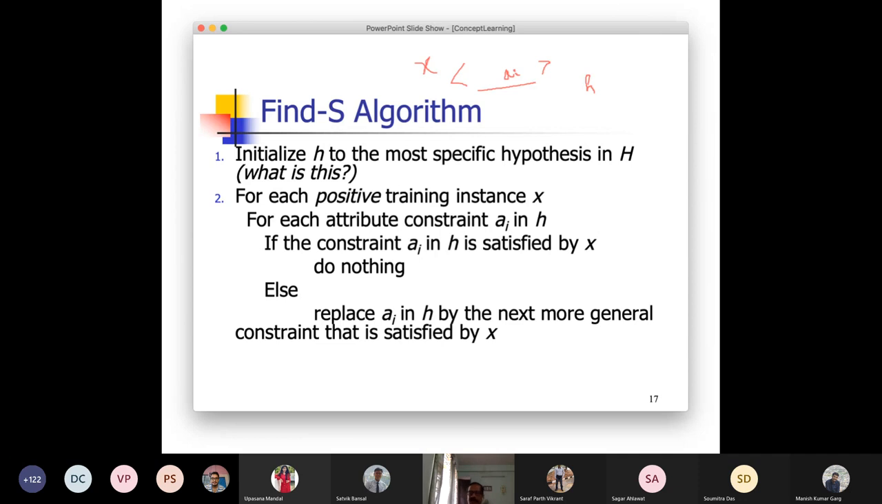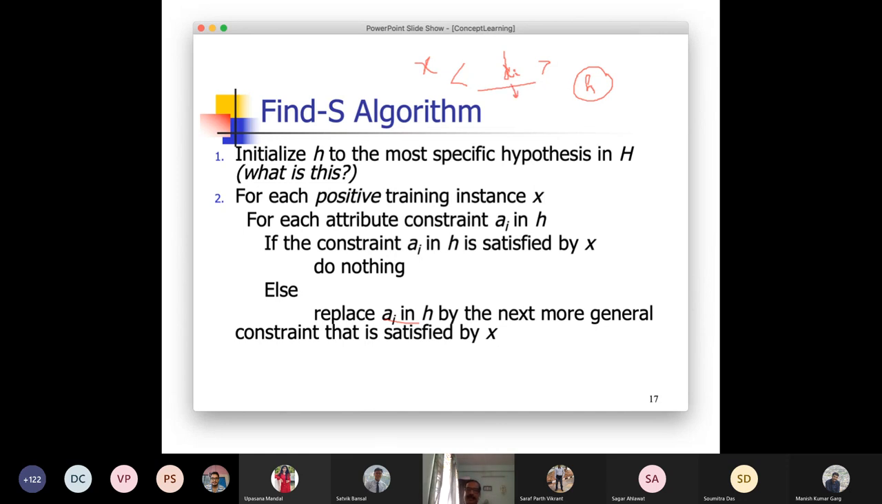So if it is satisfied, then you don't have to do anything with respect to that attribute position. But suppose this position is not satisfied, then what should you do? Then your hypothesis needs to be modified, because in that case this Hx is definitely going to be false. It is a Boolean expression and it's a conjunctive form. So what I should do in that case is make it satisfied.